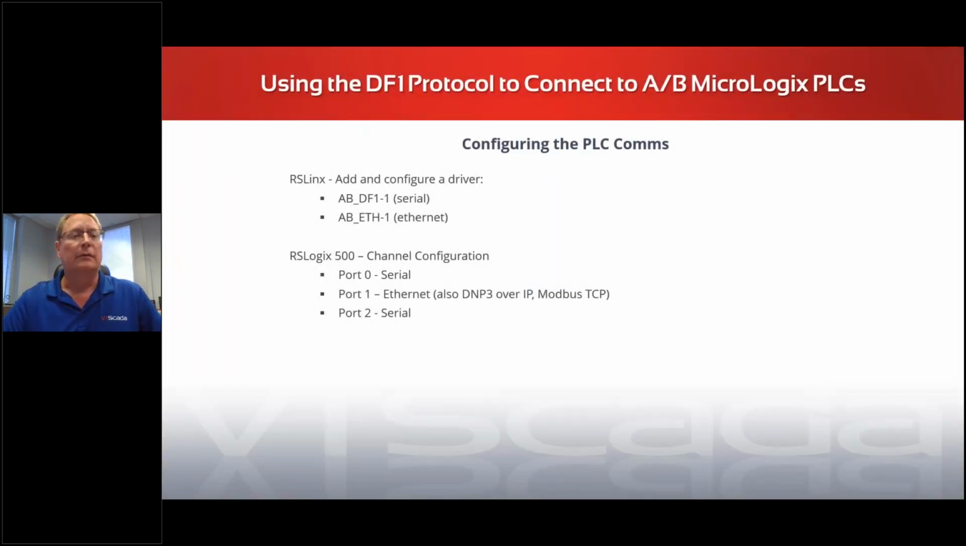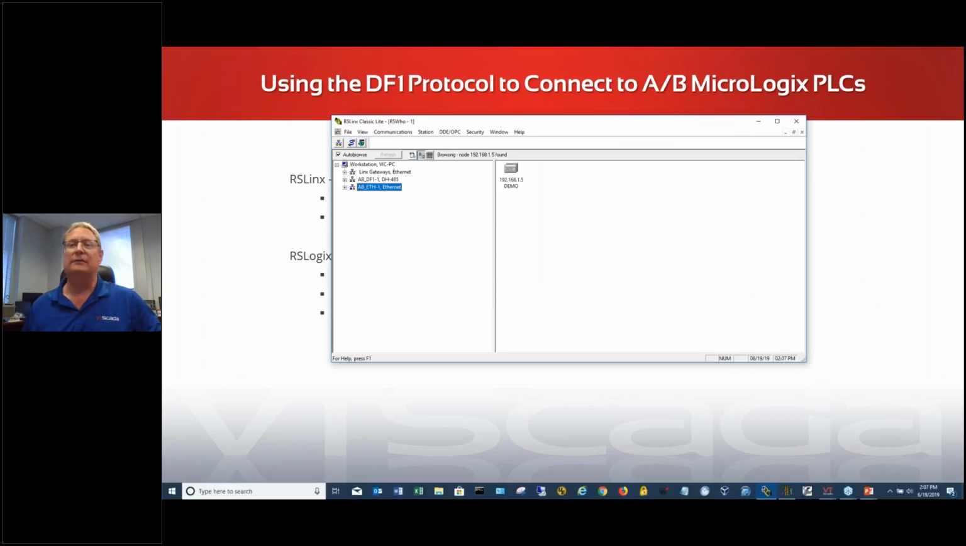So, configuring the PLC. All right, so we'll need to connect in. If you remember, I had my Ethernet connection from my computer connected to the PLC. I'm going to open up RSLinx. You can see that I've got a driver connected here, and here's the IP address for the MicroLogix PLC. All right, so currently it's finding it. You can see browsing node 192.168.1.5.